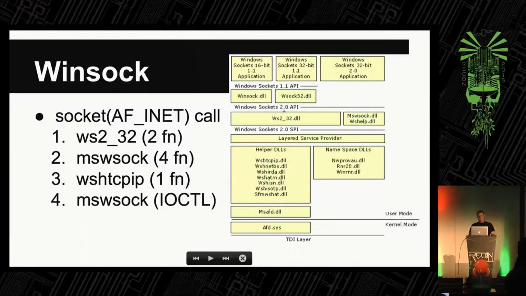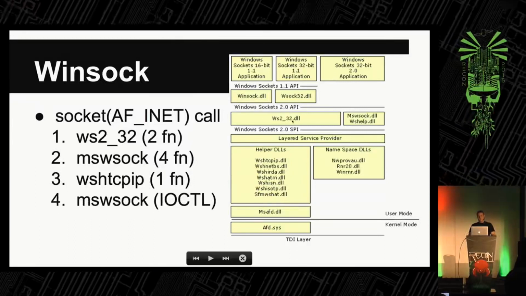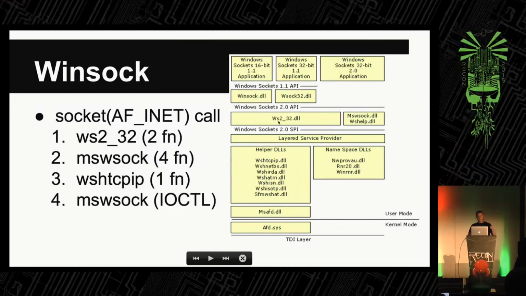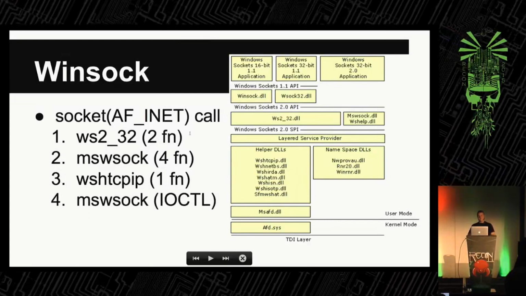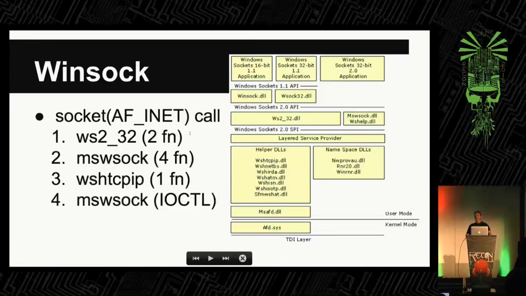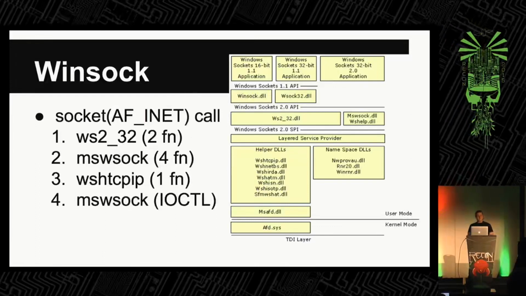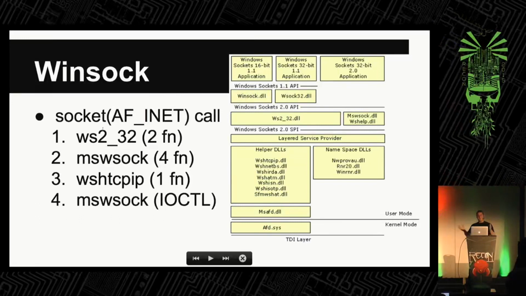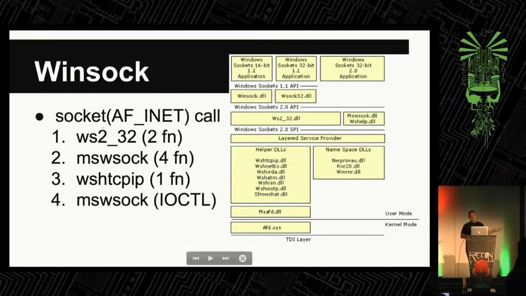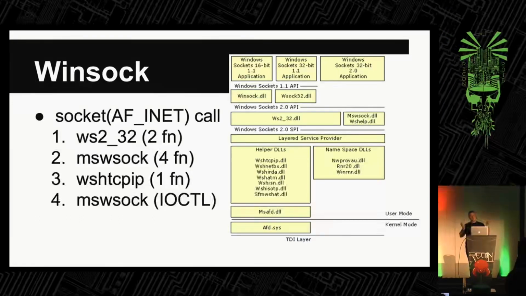They'll talk to the WS2_32 DLL directly now, so you don't see the old import directly from WinSock 1.1 back in the Windows 98, 2000 days. The application will call socket. So if you started off your application, you did a socket, AF_INET call. You'd have to initialize this first, obviously, so it's WSAStartup, which will load all these DLLs into memory.